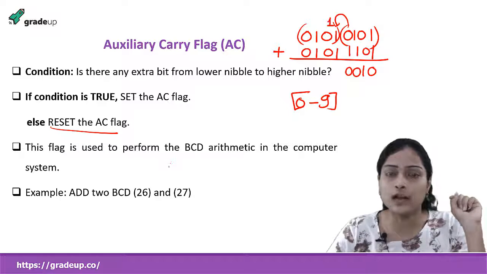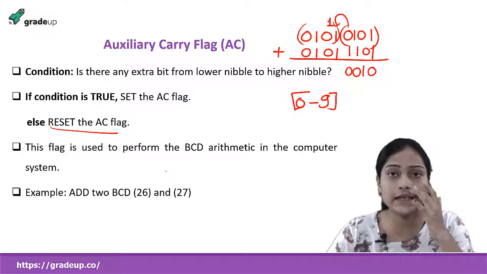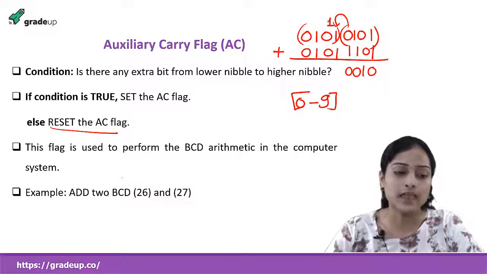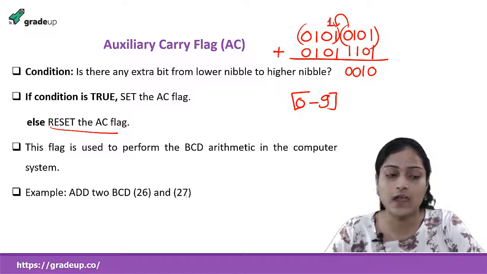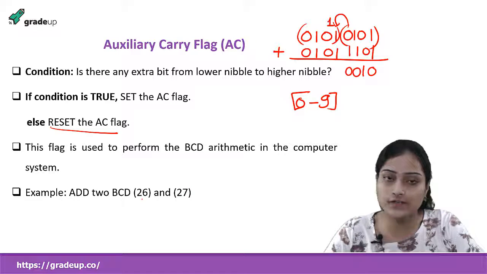So see the example of how we are going to use AC for performing our BCD arithmetic. The example is: add two BCD numbers 26 and 27. First of all, I will represent this 26 in BCD and this 27 in BCD.